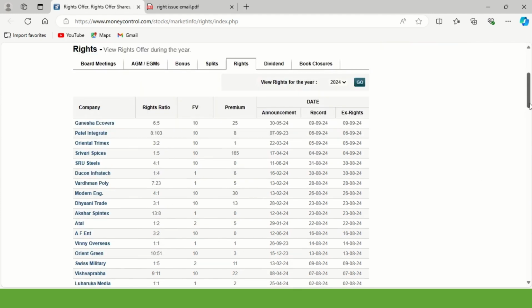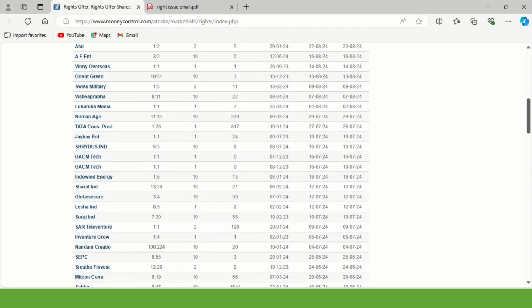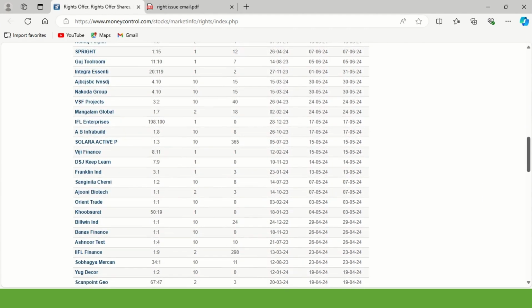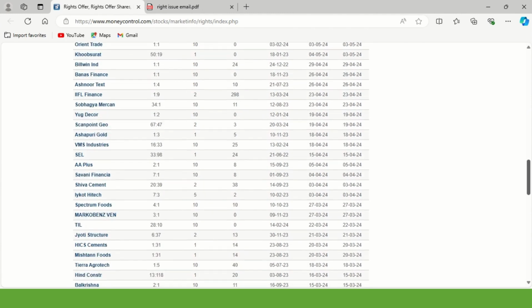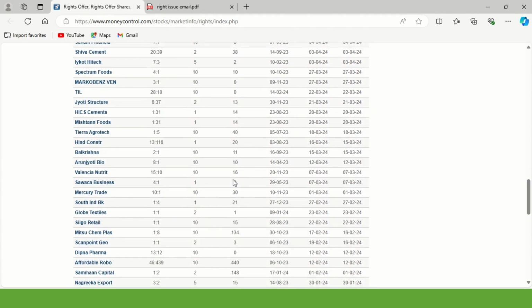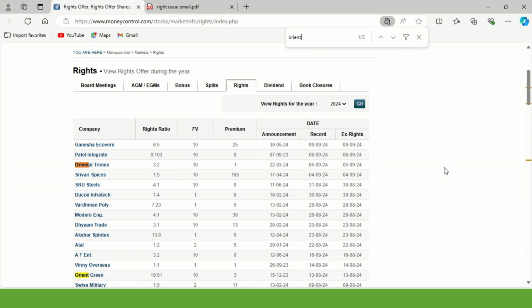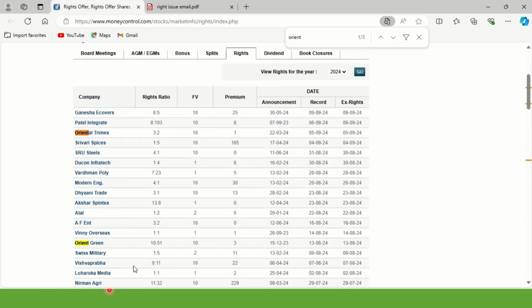This is very important, as is the rights ratio, from the rights issue perspective. So once you are here, for Orient, I am coming down. Where is Orient? I am just typing. Okay, from here it is available for Orient Green.